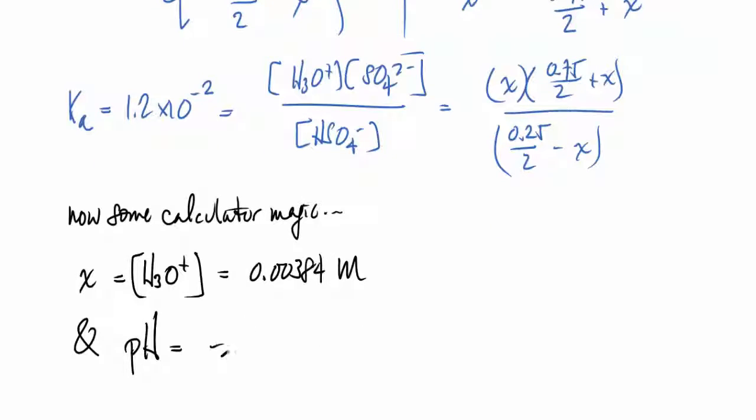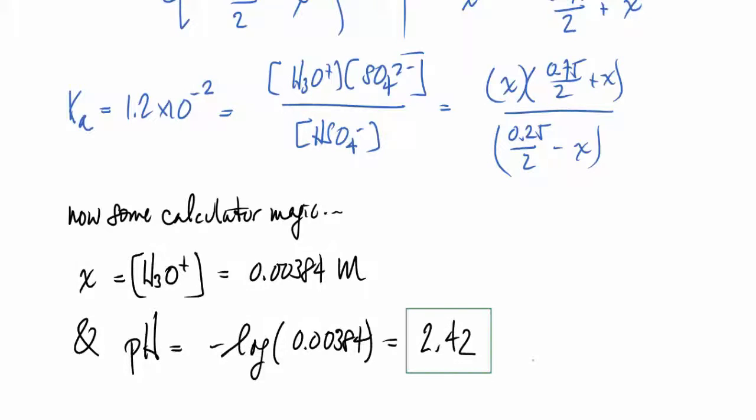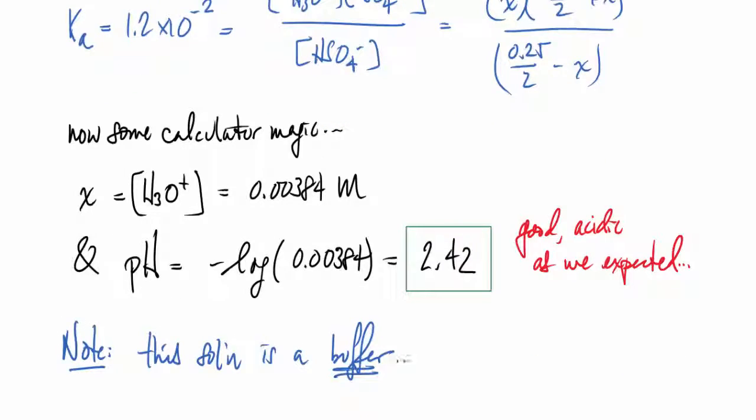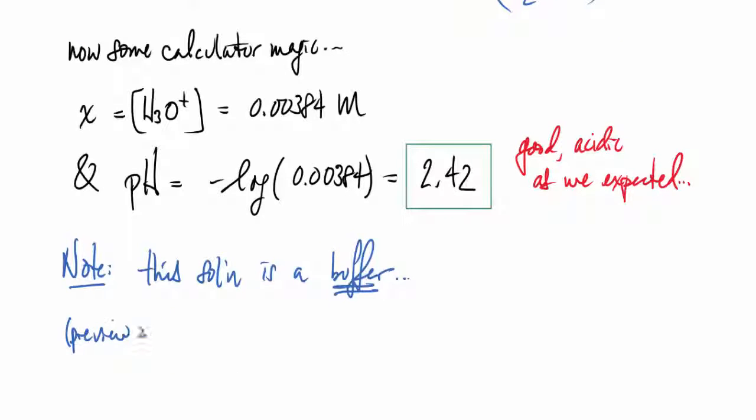So that'll be the hydronium ion concentration, and the pH of it is the negative log of that at 2.42, which is good. This winds up as an acidic solution as we expected. Notice, though, it wasn't a straightforward thing. We needed equilibrium because the bisulfate ion was in equilibrium and not a strong acid.